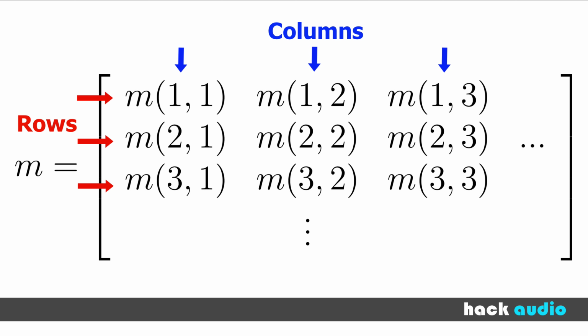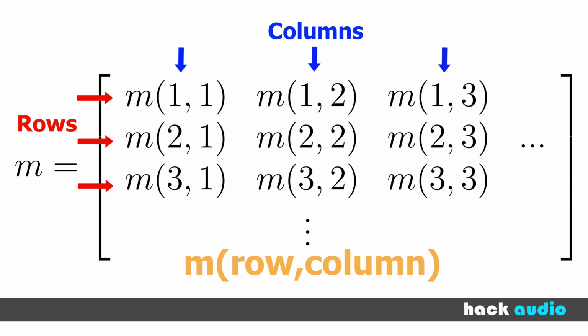As an example, if I'd like to pull out one element of M, I can use the name of the array with parentheses, and inside of the parentheses, use the row number, then a comma, and then the column number. Let's look at a couple examples of this.